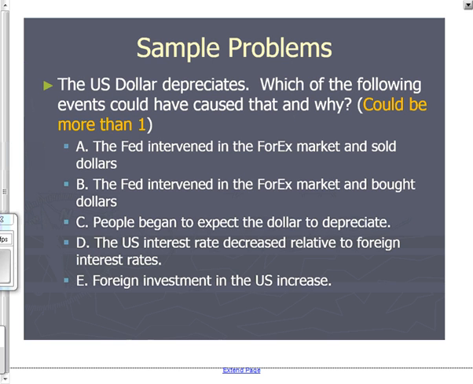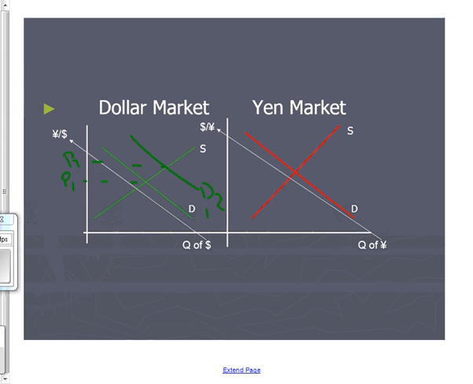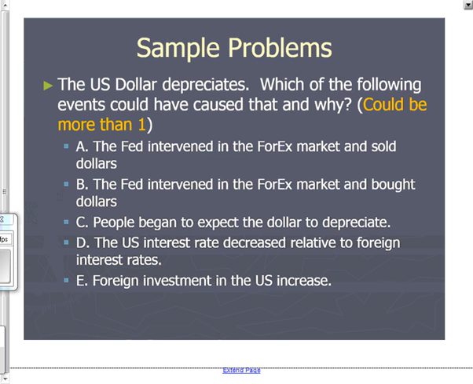C: people begin to expect the dollar to depreciate. If people expect the dollar to depreciate, that means internationally, not just in the United States, what are people going to do? Well, they're going to want to get rid of their dollars, so they're going to sell them. So the supply of dollars goes up, and the price of dollars drops.